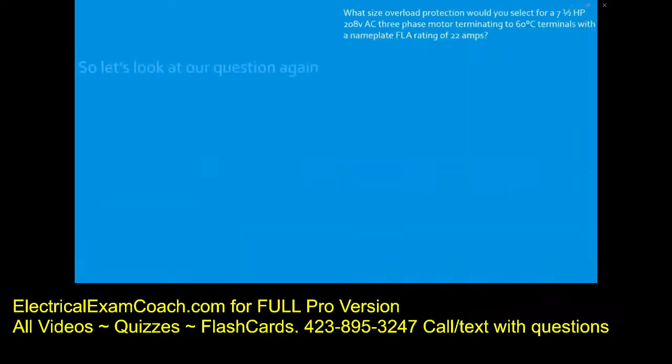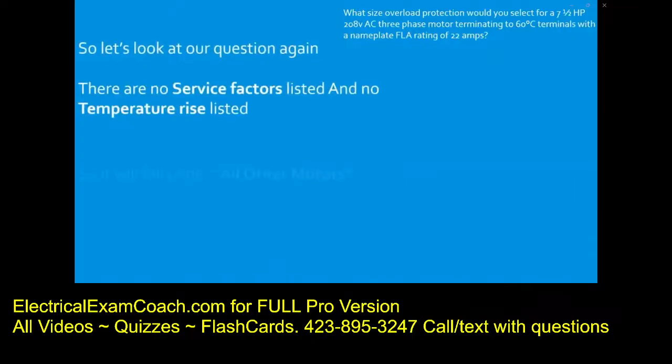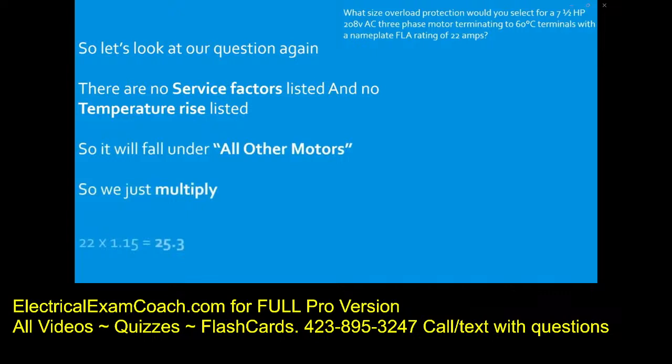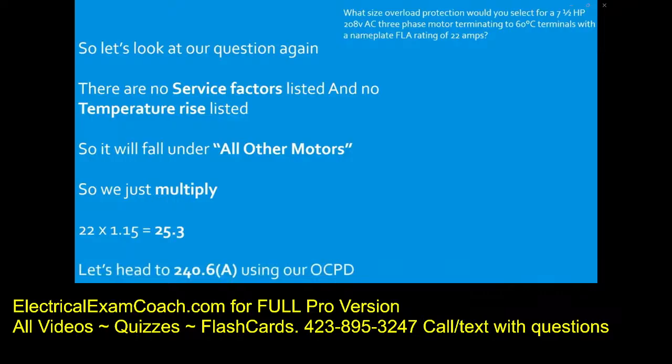So let's look at our question again. There are no service factors and no temperature rise listed, so it's going to fall under all other motors. We take our FLA, multiply it by 1.15, that gives us 25.3. Now we head over to 240.6(A) and select our device.